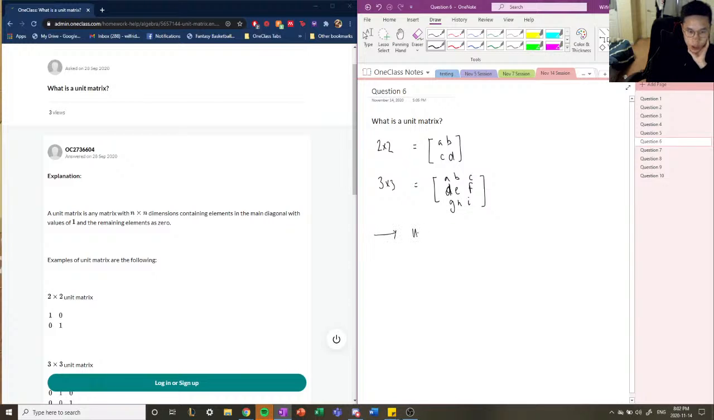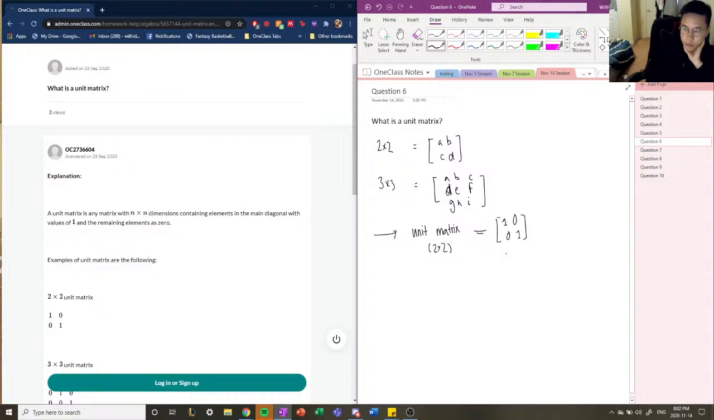So a unit matrix, let's say a unit matrix that is 2 by 2, would be 1, 1. So that's the main diagonal, 0, 0. So that's what a unit matrix looks like. And these unit matrices are very important, and they have a very special property.